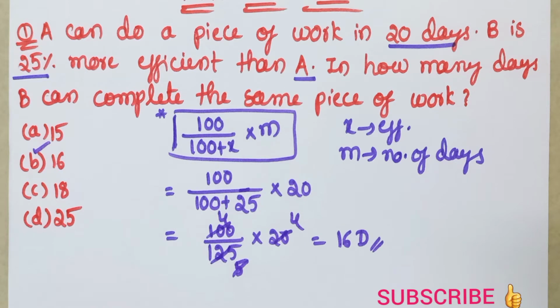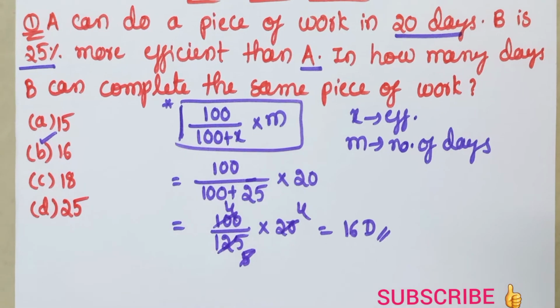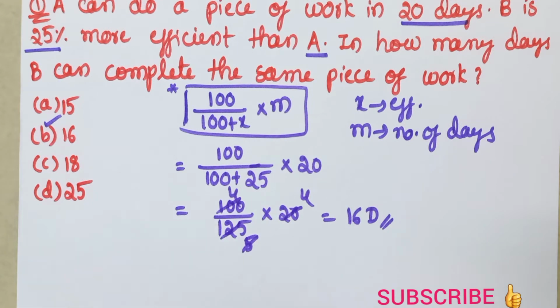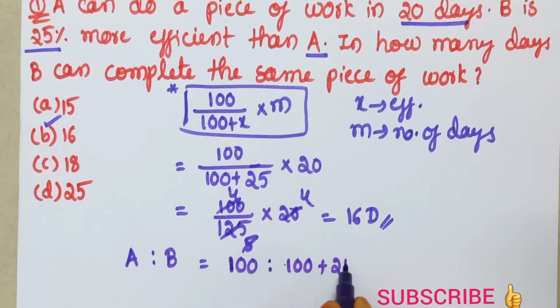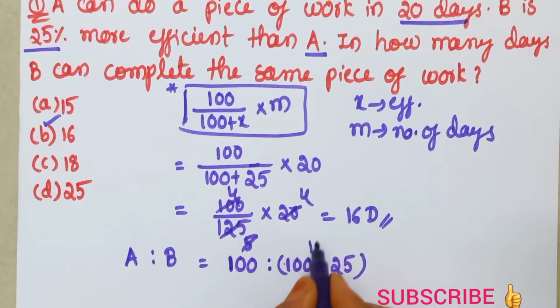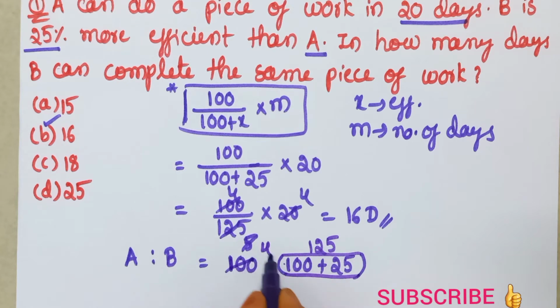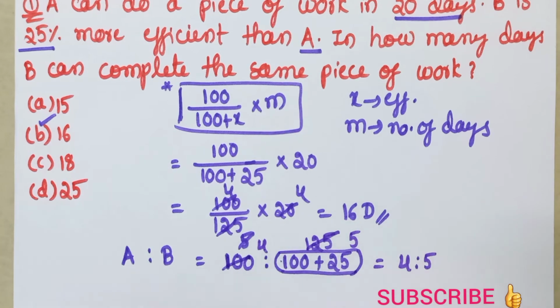So we have another method to do this kind of problem, that is the more conventional method. So let's check it out now. A can do the work in 20 days. The efficiency ratio of A and B is 100 is to 100 plus 25, because B is 25% more efficient than A. So this is 125. If we solve this, 25 fours are 100, 25 fives are 125. So we get it as 4 is to 5. This is the efficiency ratio between A and B.